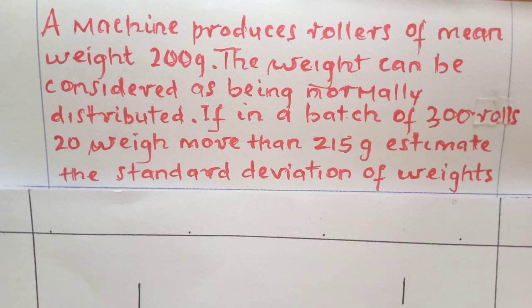A machine produces rollers of mean weight 200 grams. The weights can be considered as being normally distributed. If in a bunch of 300 rollers, 20 weigh more than 215, estimate the standard deviation of the weights. So guys, we are going to do that problem.